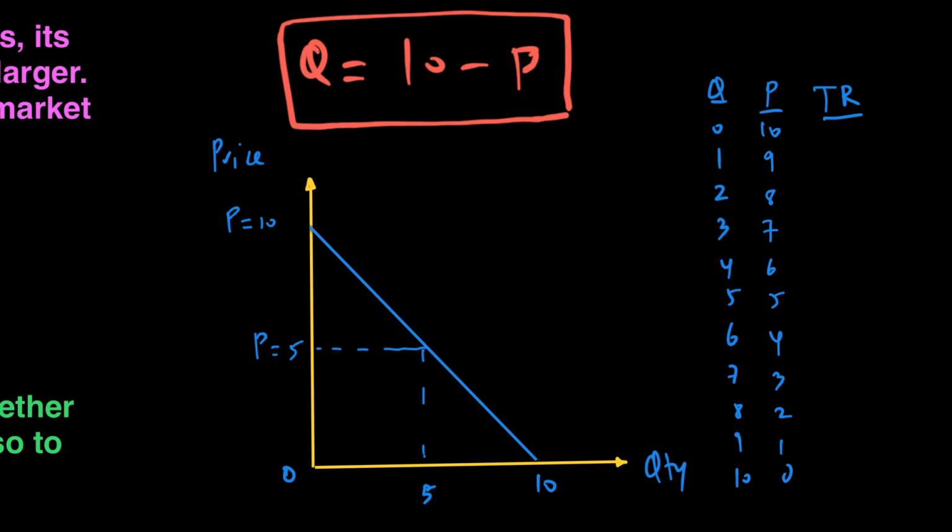And then my total revenue is simply Q times P, which is going to be... I'm sorry, it's not 10, it's 0. That's where I got it wrong. It's 0 because 10 times 0 is 0. Then 0, 9, 16, 21, sorry for that again, 21, 24, 25, 5 times 5 is 25, 24, 21, 16, 9, and 0. Right, so that's my total revenue.